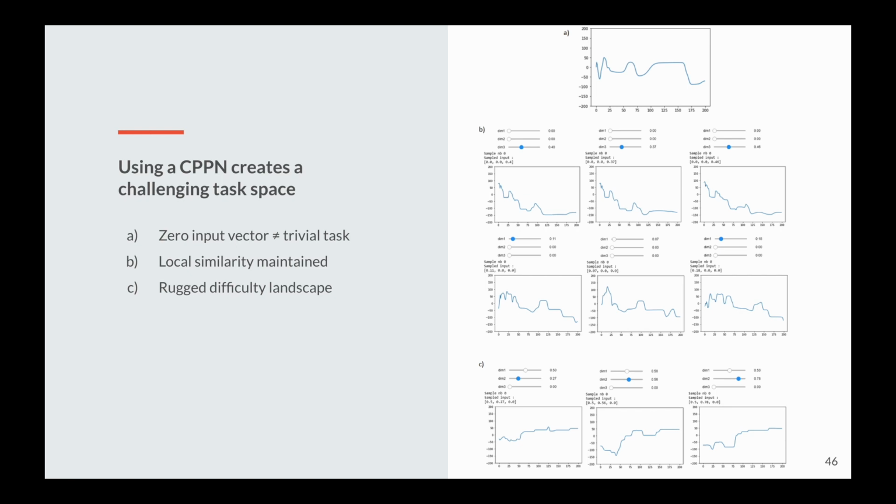We'll still get local similarity, so what it means is that if you sample very close points in the task space, you get very similar tasks. And finally, we'll have the rugged difficulty landscape case here. What it means is that if you move only on one of the dimensions of the task space, you can see that in the middle there may be tasks which are way harder than others. So if you want to move along this dimension with your ACL teacher, it must jump and not simply drift smoothly.